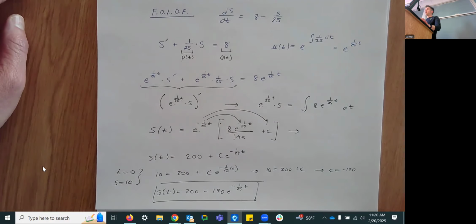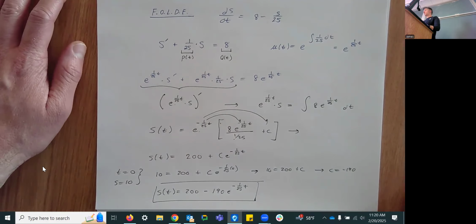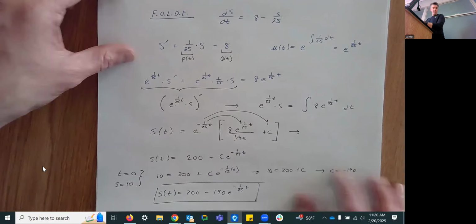Okay. Let's do another one where the rate in and the rate out are not the same. Those are a little bit more complicated.